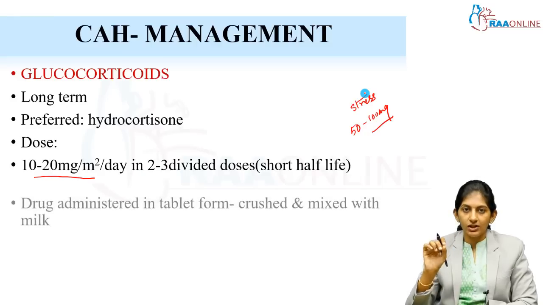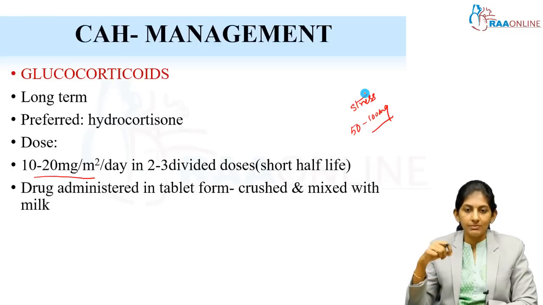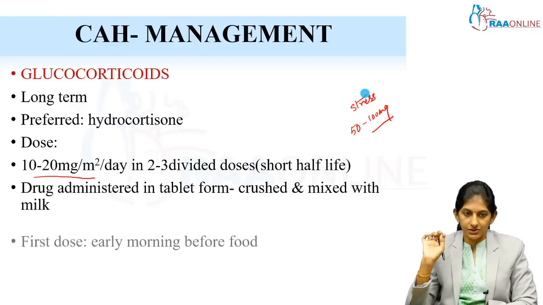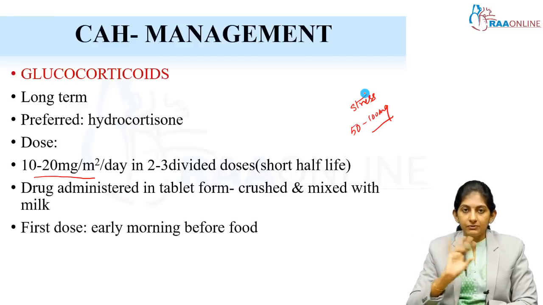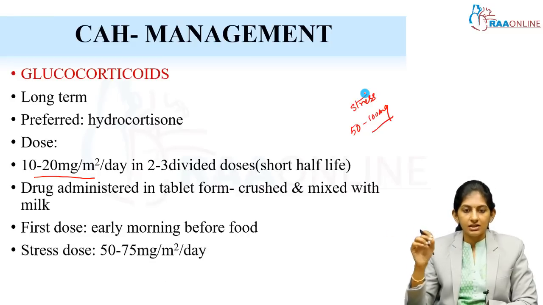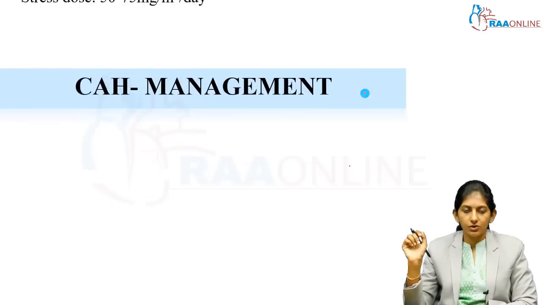That is sufficient. Give orally. If it is available as a tablet, crush it, mix it with milk or water, and administer. First dose preferably on an empty stomach just after getting up. Stress dose is 50 to 100 or 50 to 75. Maximum we give 100 mg per meter square per day.